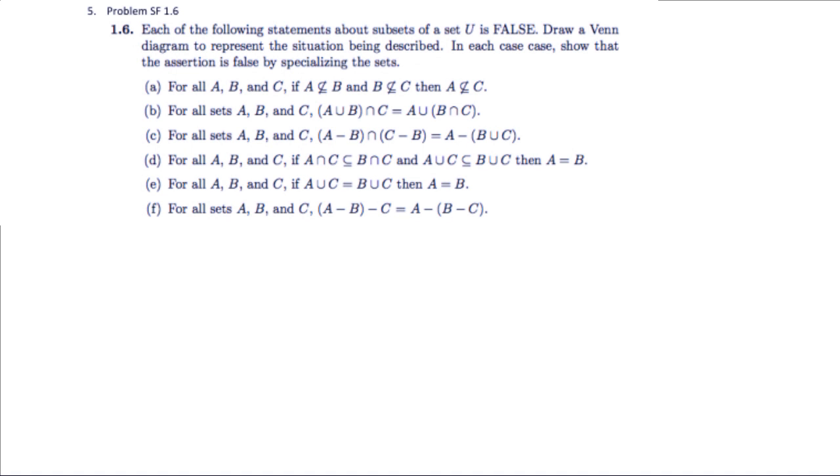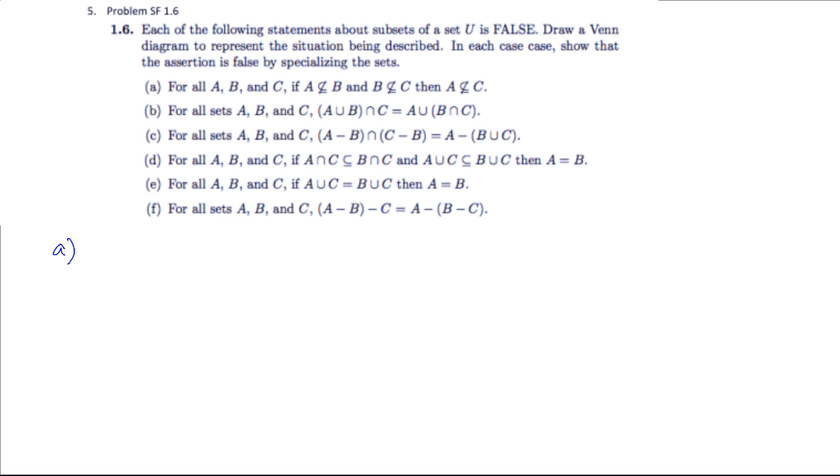Okay, I'm going to do an example problem that deals with Venn diagrams and sets and some conditions on those sets. So each of the following statements about subsets of a set U is false. Draw a Venn diagram to represent the situation being described. In each case, show that the assertion is false by specializing the sets. Okay, so let me just do this by example.